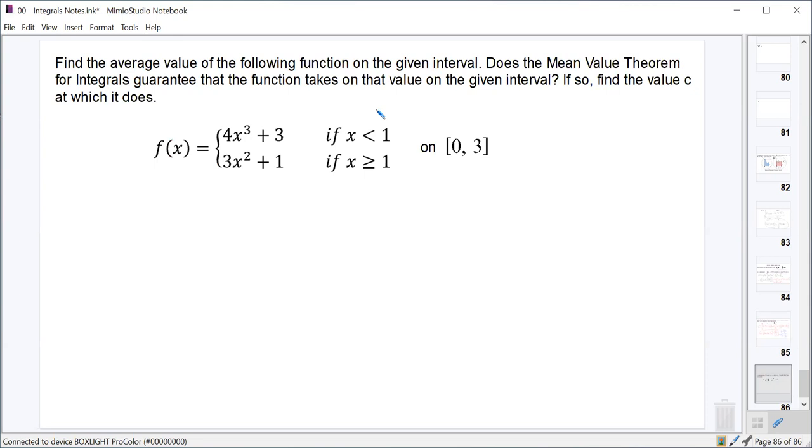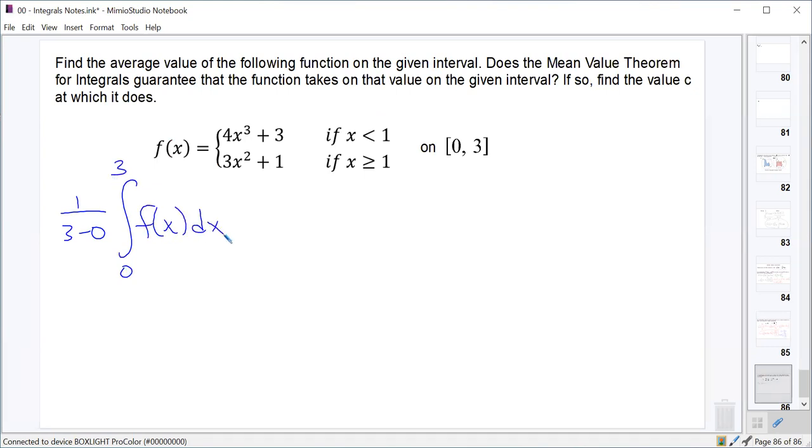So first we'll find the average value, and we'll see how to do that. And then we'll check and see if the function is continuous to see if we need to see where it hits that value. So to find the average value, what we need is 1 over 3 minus 0 times the integral from 0 to 3 of f of x dx.